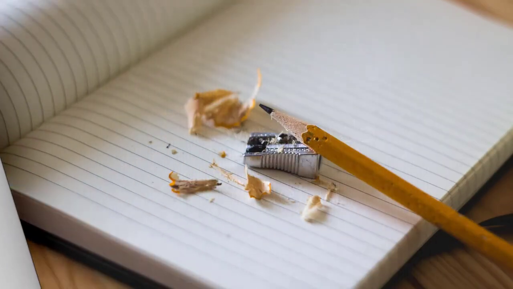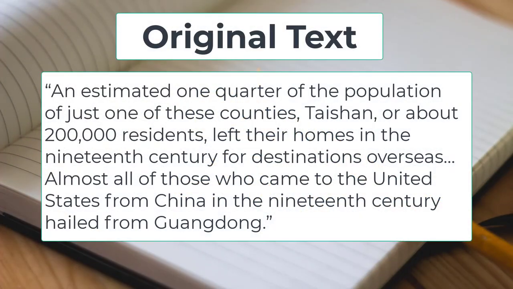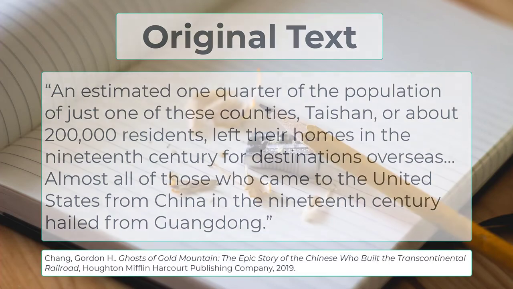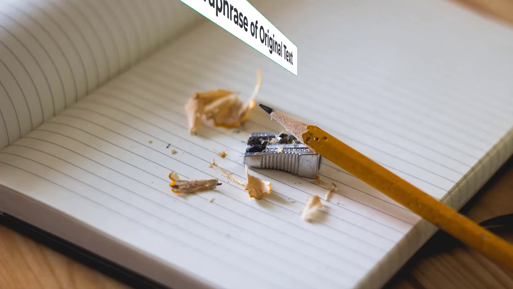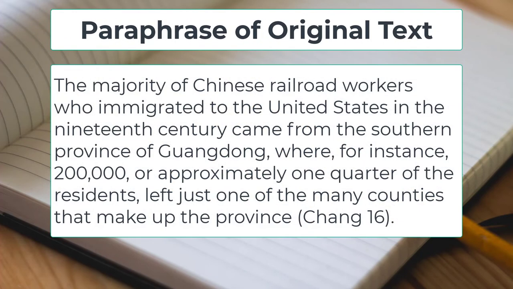For example, here are two sentences from an original resource which I want to paraphrase in a paper about Chinese railroad workers in the 19th century. An estimated one quarter of the population of just one of these counties, Taishan, or about 200,000 residents, left their homes in the 19th century for destinations overseas. Almost all of those who came to the United States from China in the 19th century hailed from Guangdong. I want to share this information in my paper in a way that will make better sense for my audience.